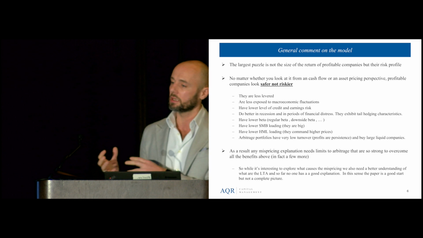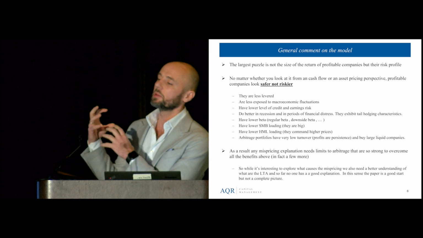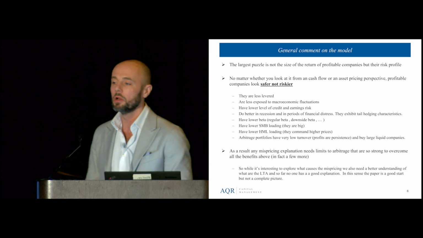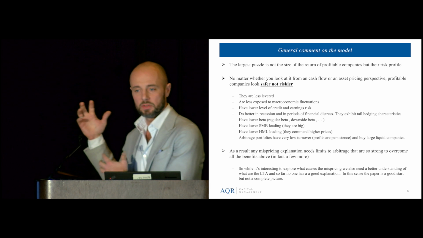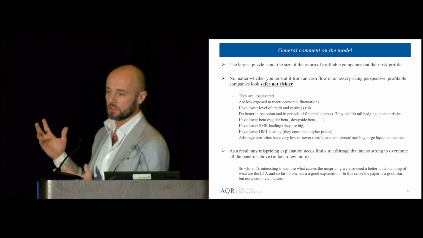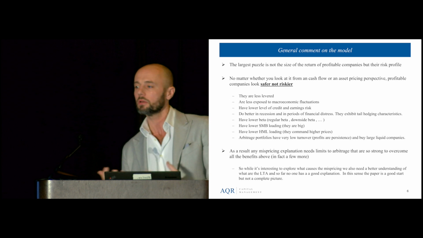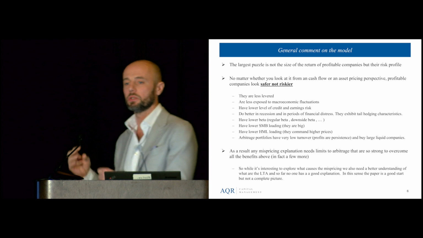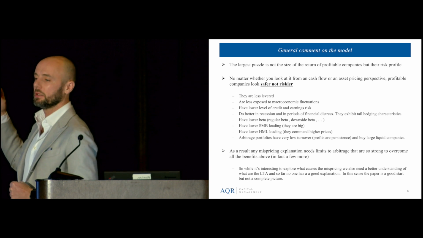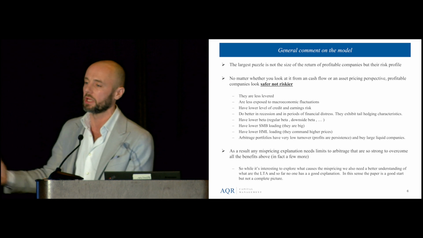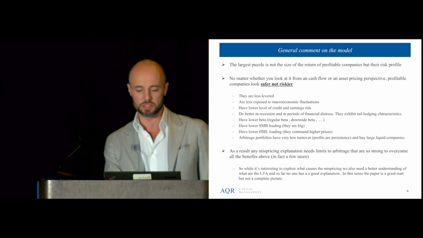So any mispricing explanation needs to have limits to arbitrage that are so strong as to overcome all of these benefits, and that's just not obvious. So again, what I mean is we really don't have the full picture, because you picked an anomaly where the risk explanation really goes the other way. These stocks are really, really safe.